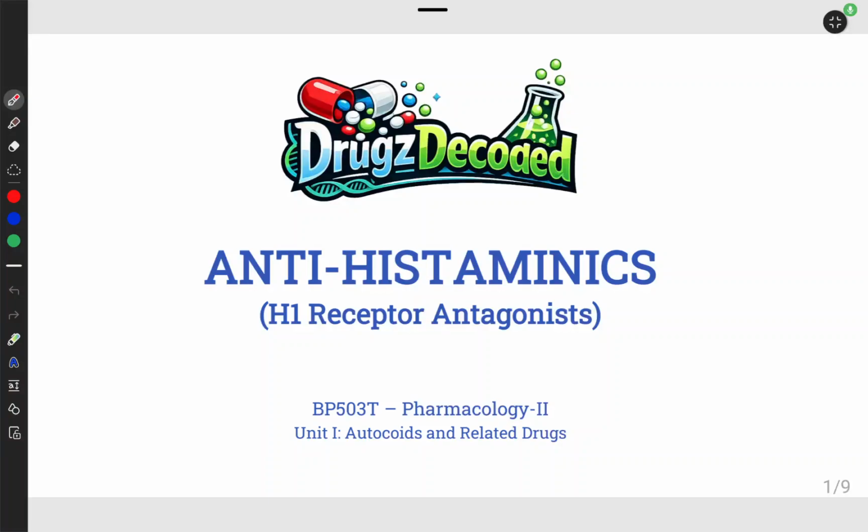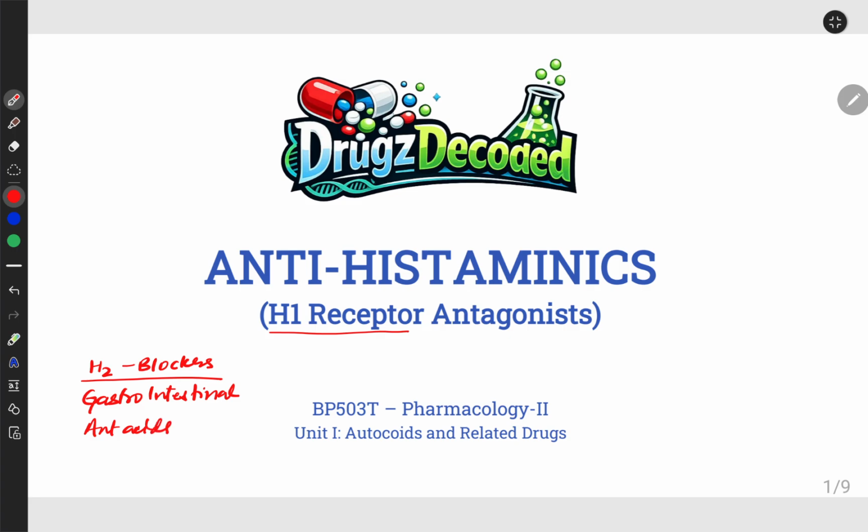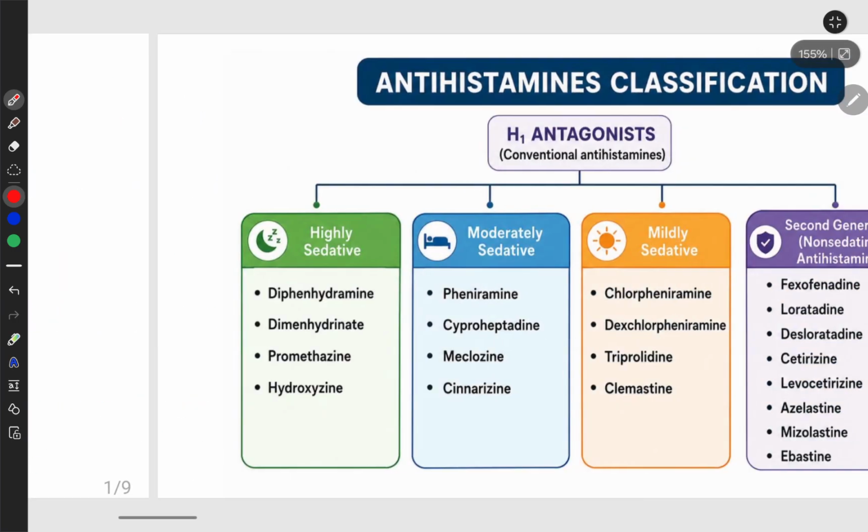In this lecture, we are going to talk about antihistaminic drugs, specifically the drugs which are blockers of the H1 receptors. The H2 receptor antagonists are a different class of drugs which are discussed in the category of gastrointestinal drugs, and they are used as antacids. But we are not going to discuss this class of drug. We are only focused on H1 receptor antagonists.